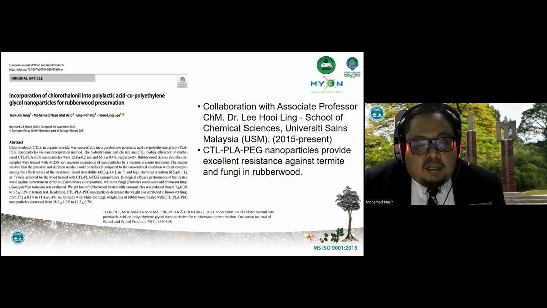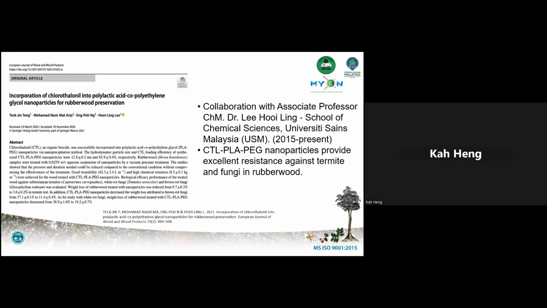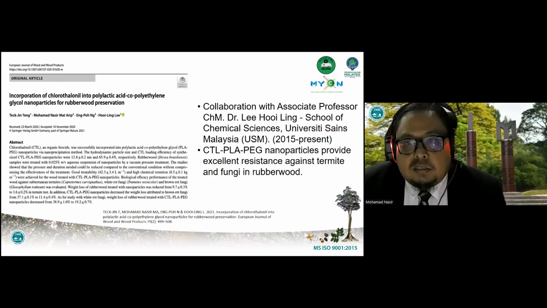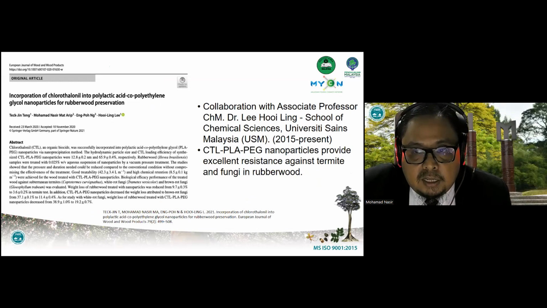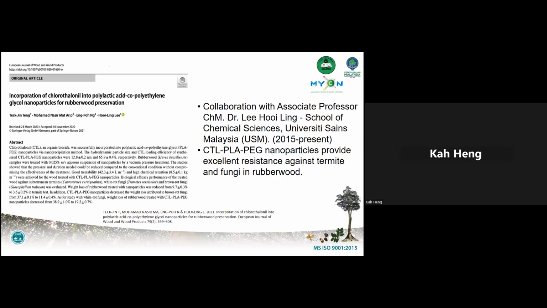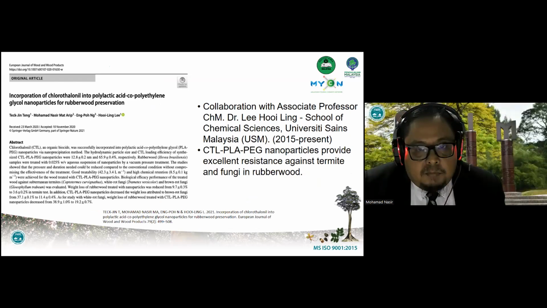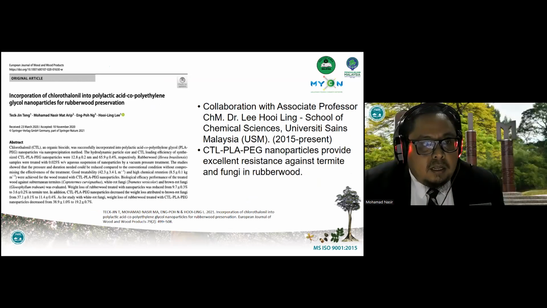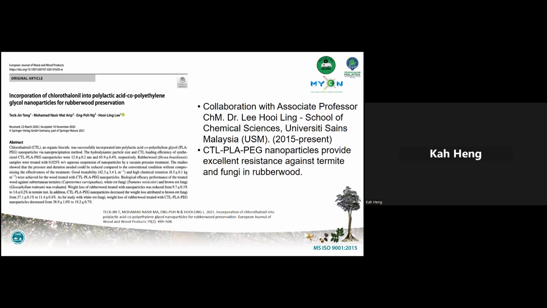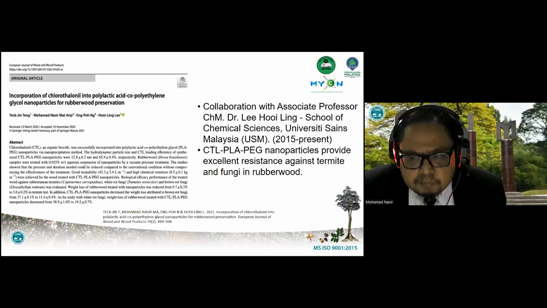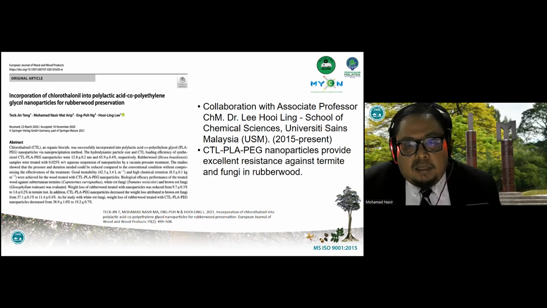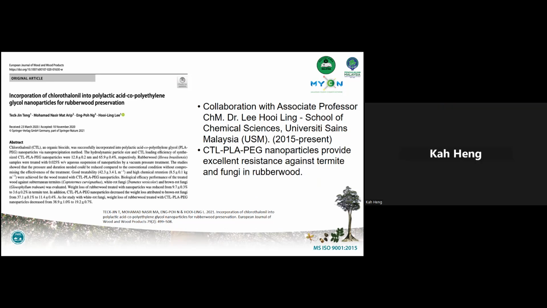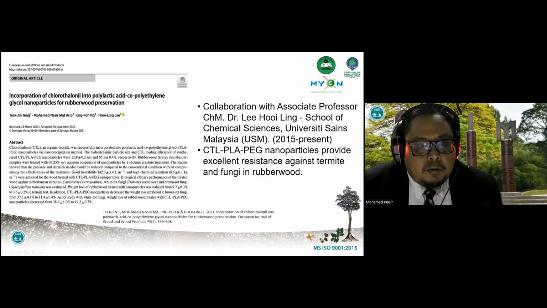So the second one is collaboration work with Associate Professor Dr. ... from the School of Chemical Sciences, Universiti Sains Malaysia. We incorporate the chlorothalonil into polylactic acid-co-polyethylene glycol nanoparticles for rubberwood preservation. It shows that the nanoparticles provide excellent resistance against termites and fungi in the rubberwood.